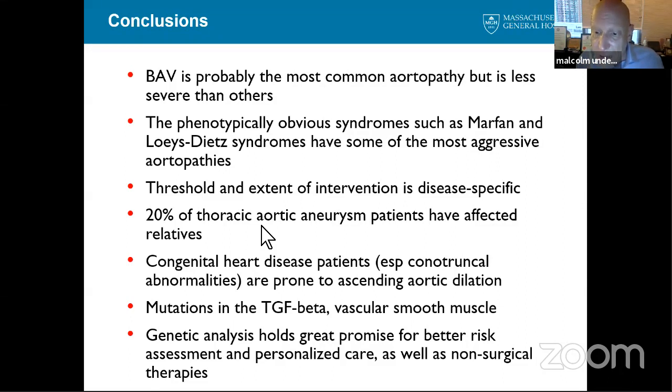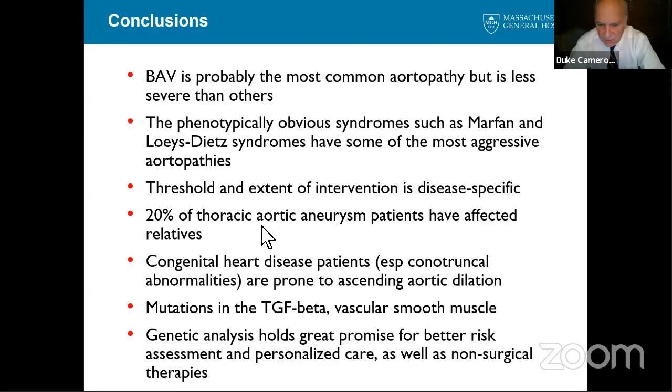I'm going to try and paraphrase it, but essentially, I think what he's asking is that in patients that have a syndromic problem, can they dissect at any size, or is size still an indicator for the risk of dissection? The short answer is size is still an indicator.